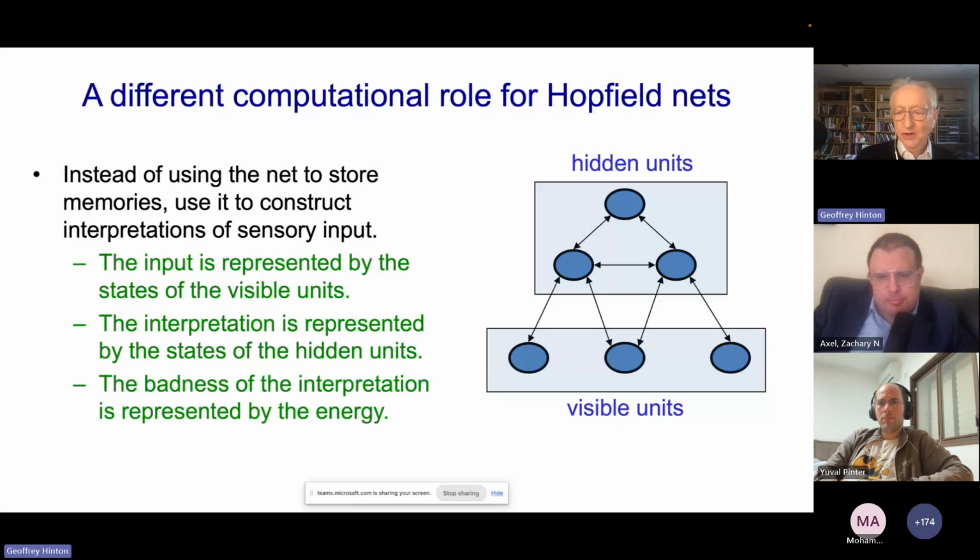And the energy of the whole configuration would represent the badness of the interpretation. So as you update the hidden units and they settle down to better, lower energy states, they'll be getting better interpretations of the input image. So I want to give you a little concrete example of that. It's not a realistic example, but it'll allow you to get the idea.